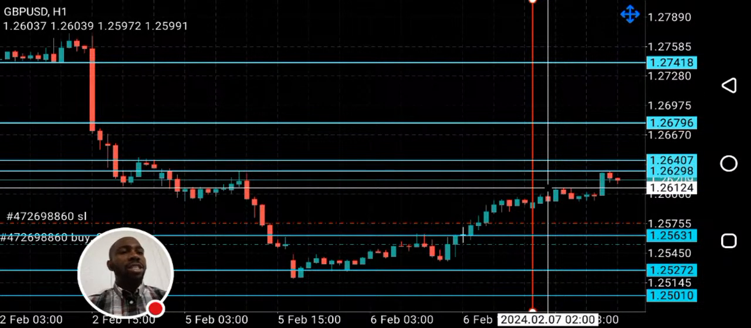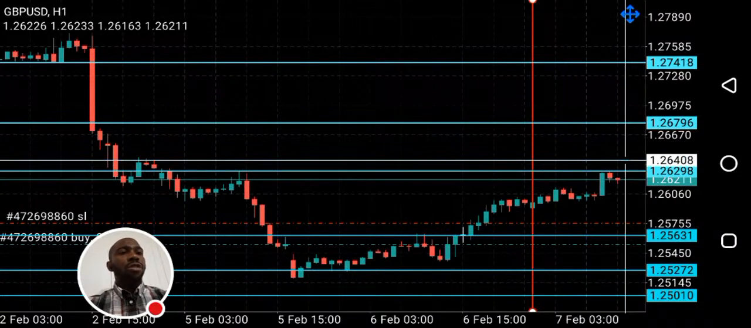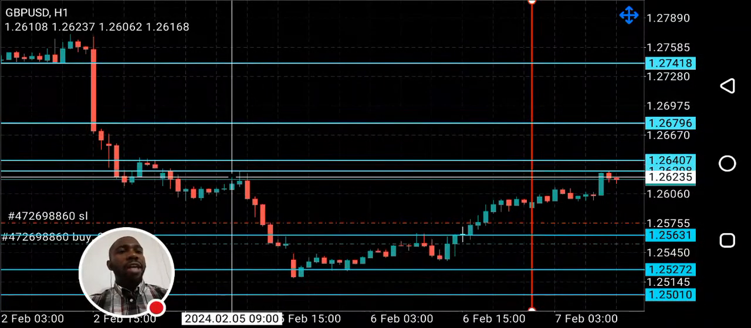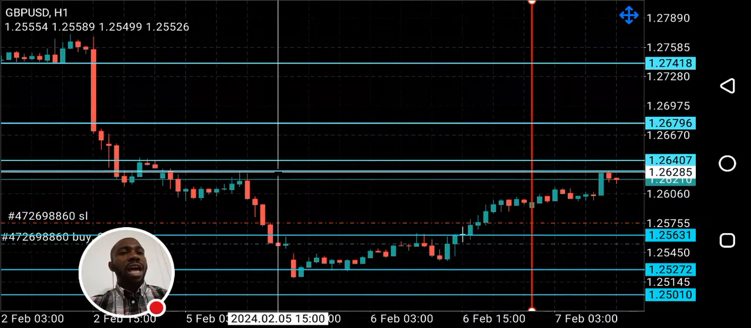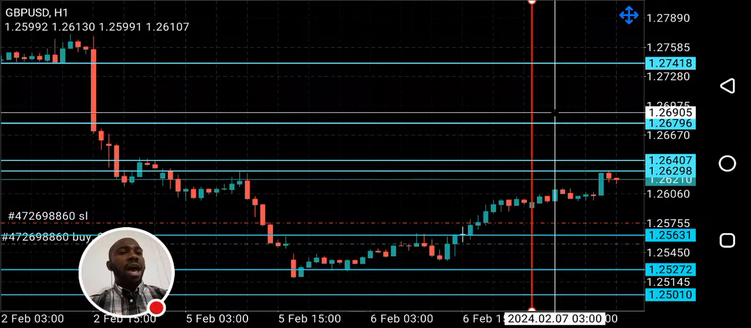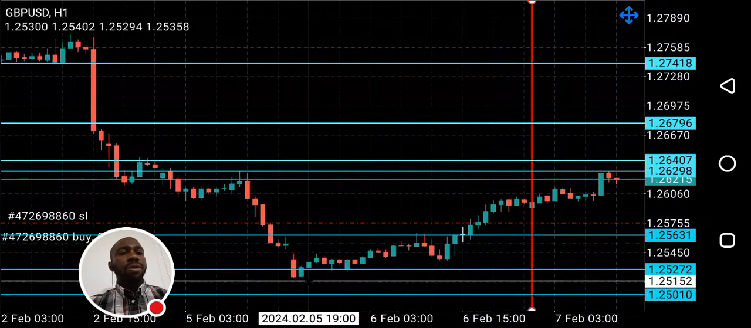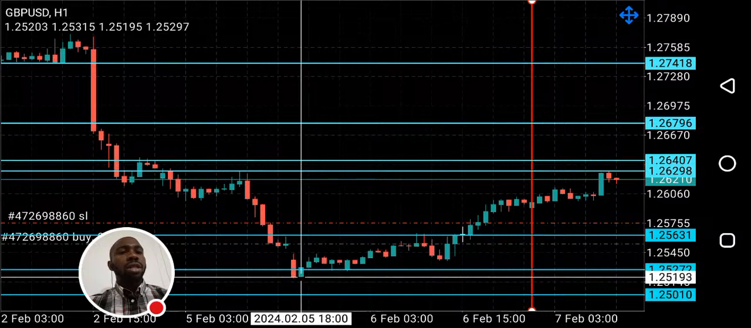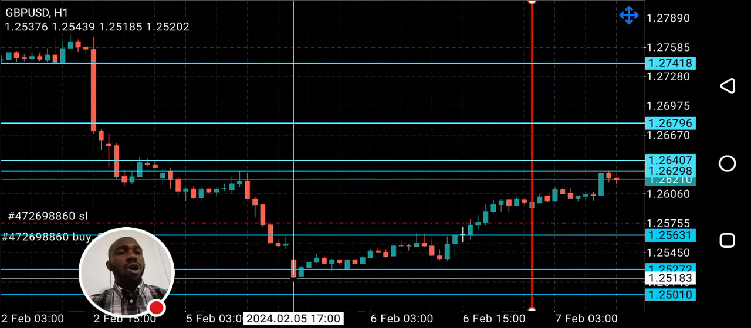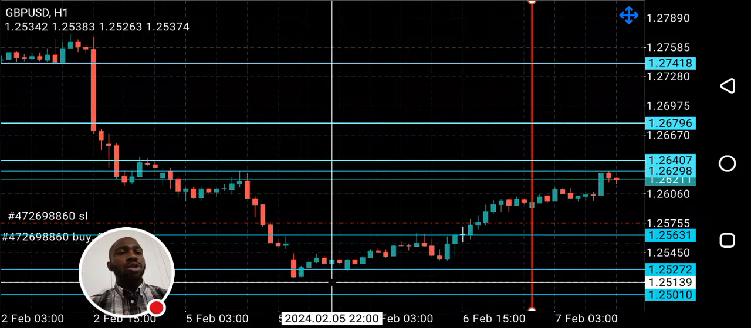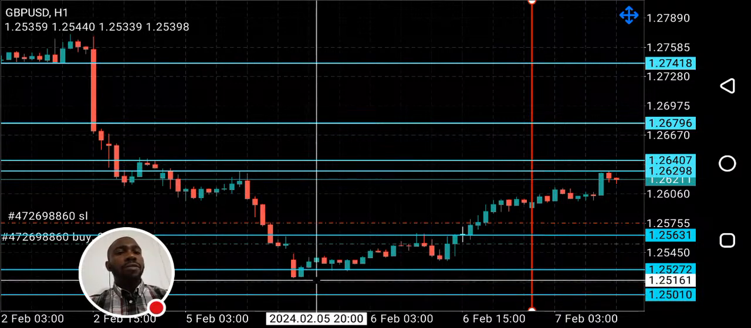So if you are not buying GBP USD at the moment, wait for this high to be cleared before you buy. And if you are buying above this zone, your stop loss should be few pips below this low. That is where you should set your stop loss. Always use stop loss. Your stop loss should be 10 pips below this level.